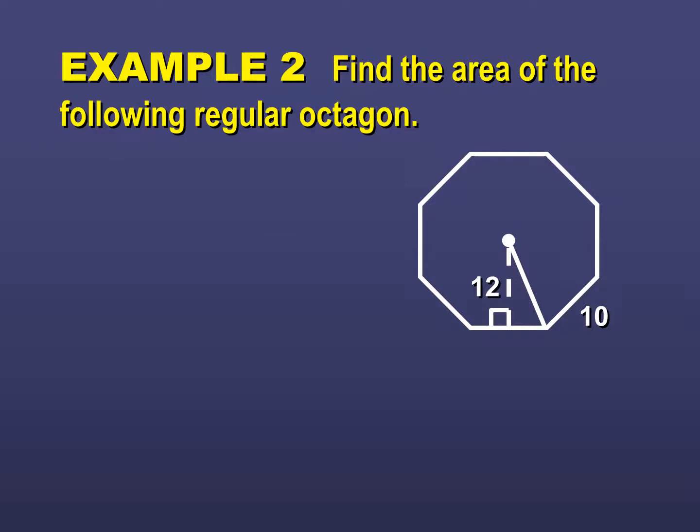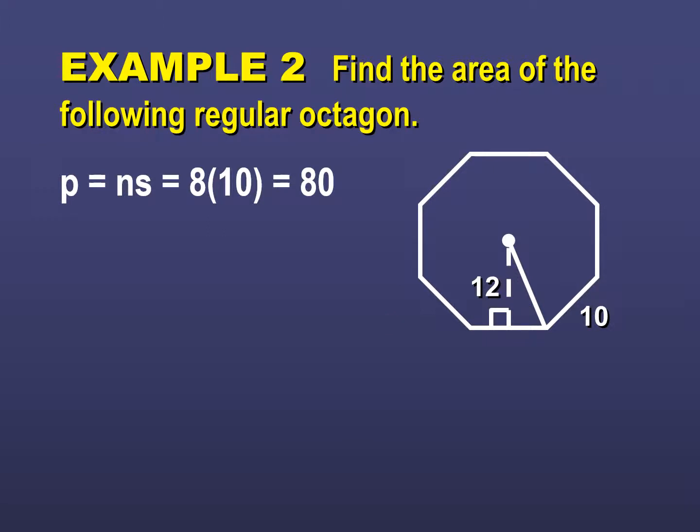Okay, so let's say we want to find the area of this octagon. So we have an apothem and we have a side. The formula for the perimeter is the number of sides times the length of one of the sides. Since this is an octagon, we have 8, and each side is 10, so 8 times 10 is 80. So that's the perimeter of this octagon.